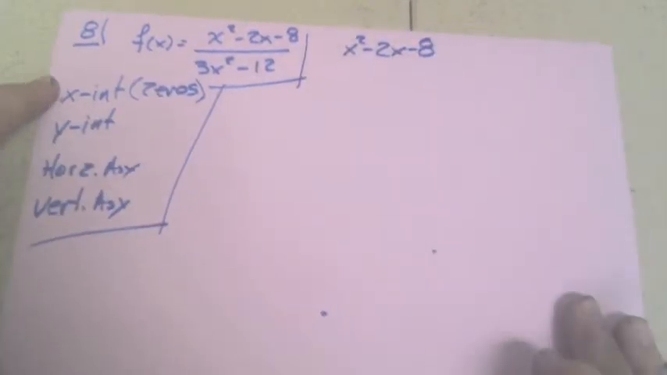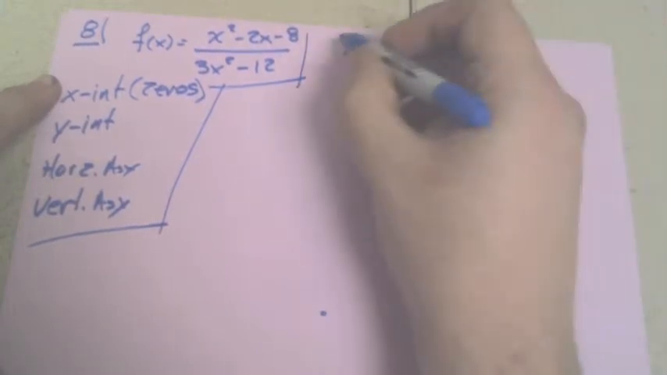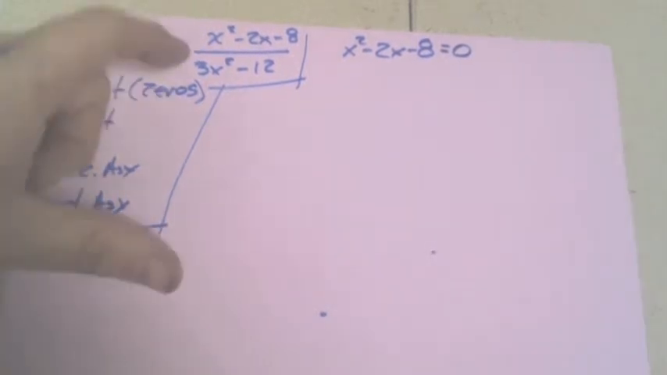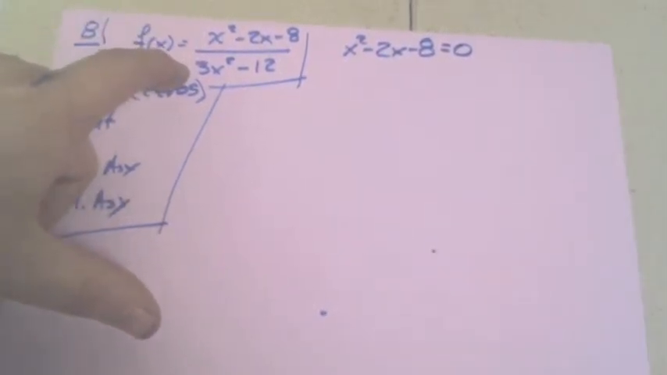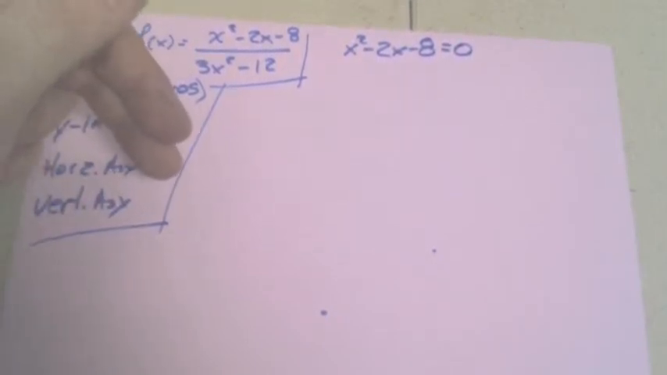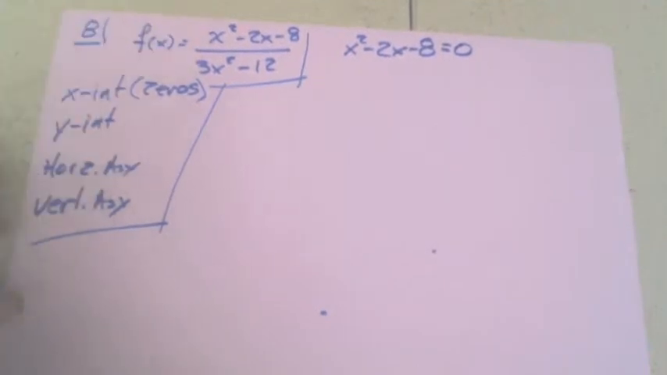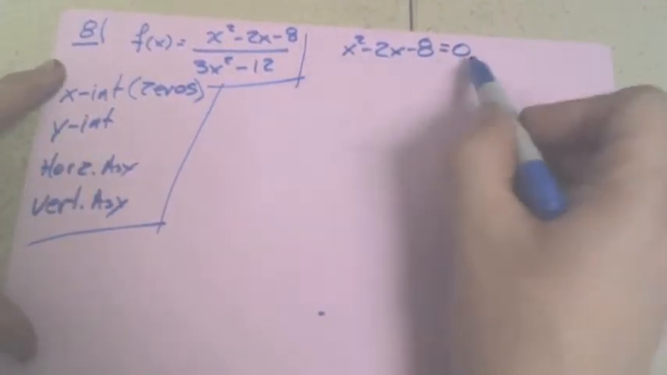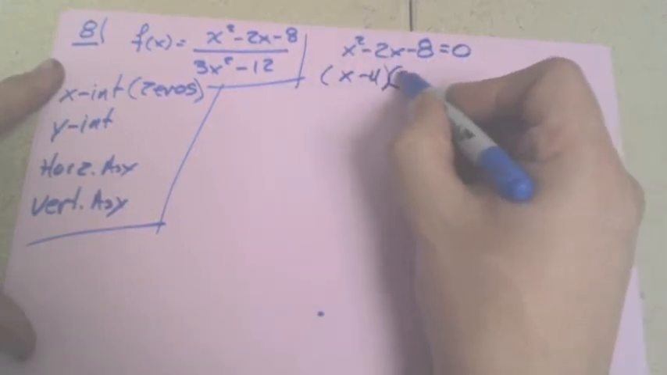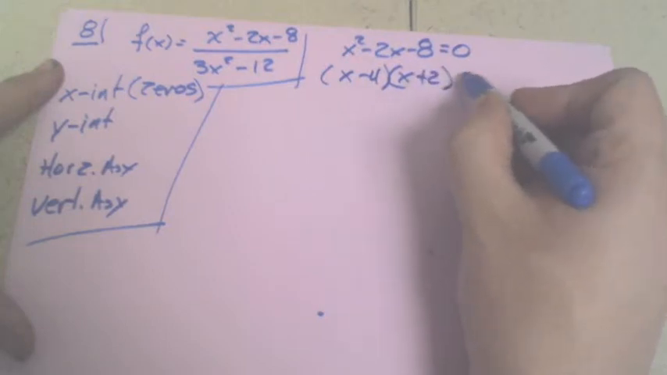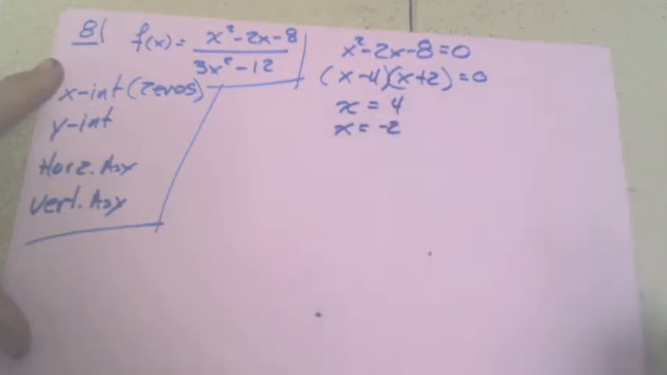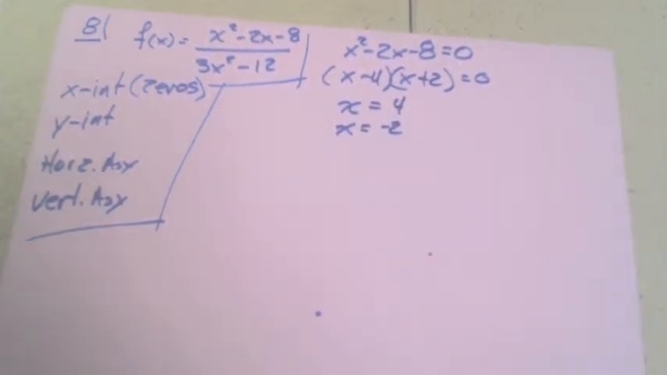The nice part is, because this is a fraction, fractions are equal to 0 when their numerators are equal to 0, as long as the denominator isn't also 0, which would make us undefined. As long as the top is 0, the whole thing's going to be 0, as long as that bottom isn't also 0. So to find our x-intercepts, or our zeros, we're just going to take the top set equal to 0, factor if possible. These are usually nicely factorable, by the way. So we get x equals 4 and x equals negative 2. So those are our zeros of the numerator.